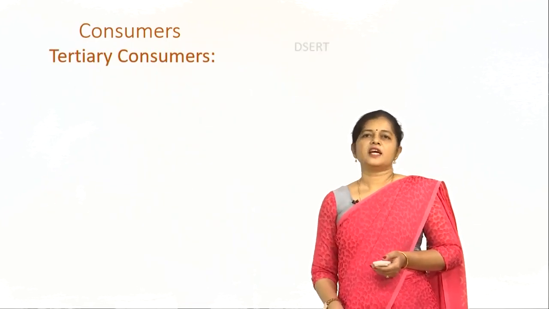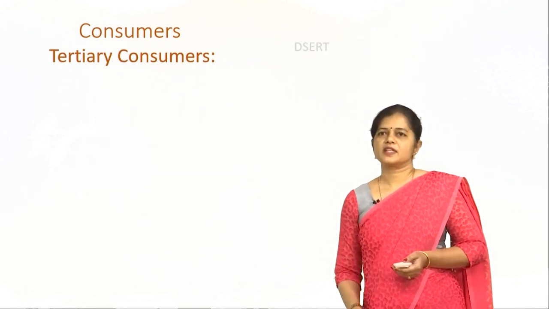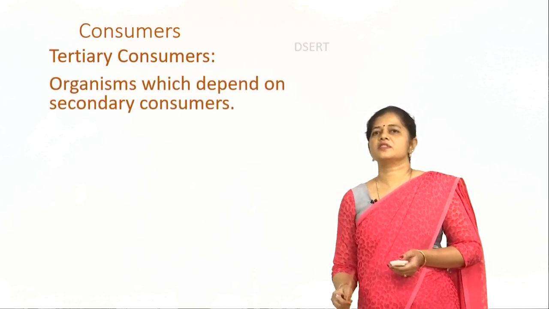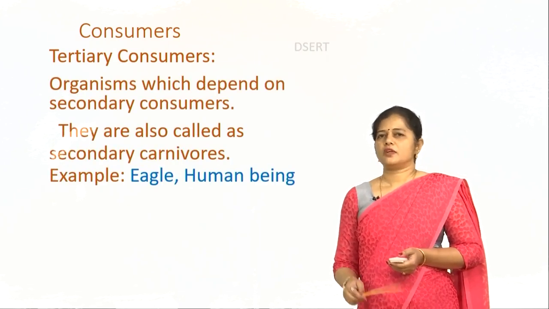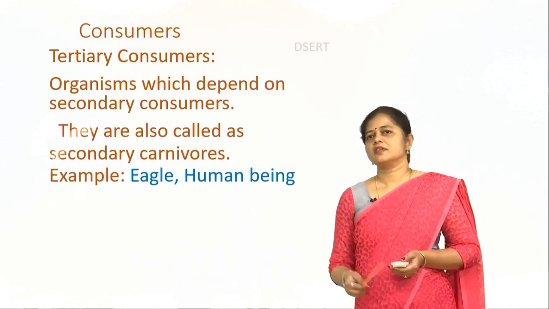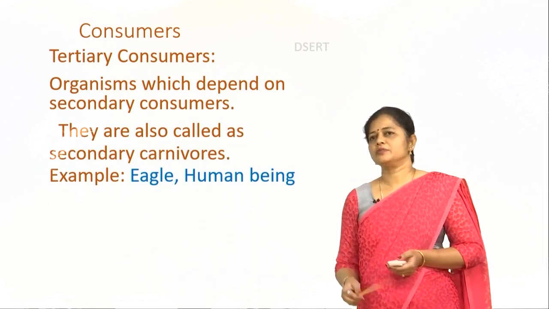There is yet another type of consumers called the tertiary consumers. And these organisms depend on the secondary consumers for their food. They are also called secondary carnivores. Example, eagle, human beings, etc.